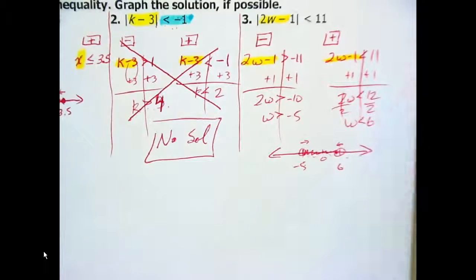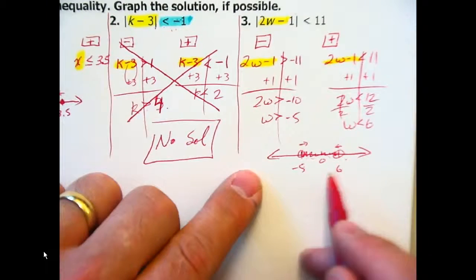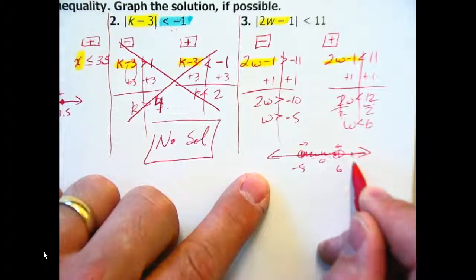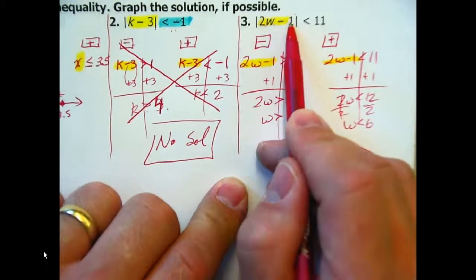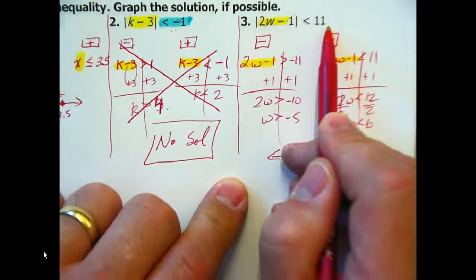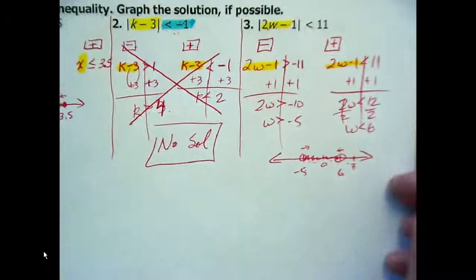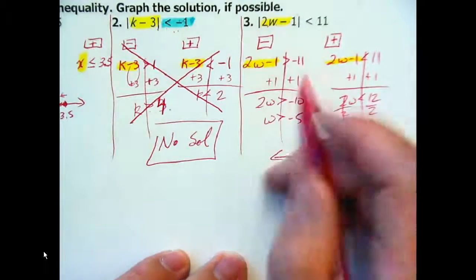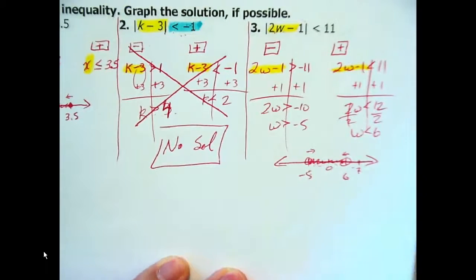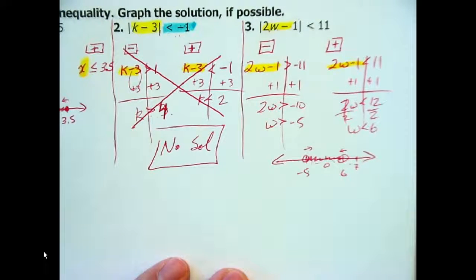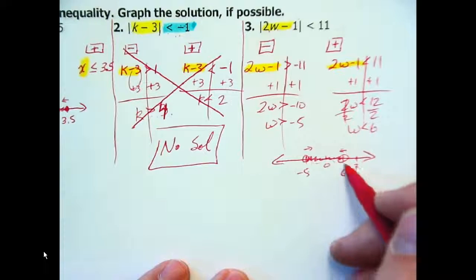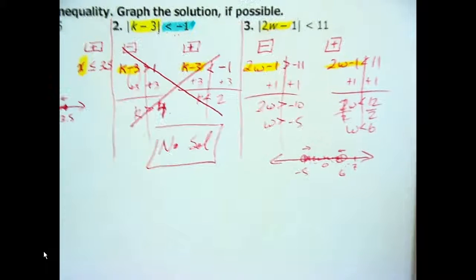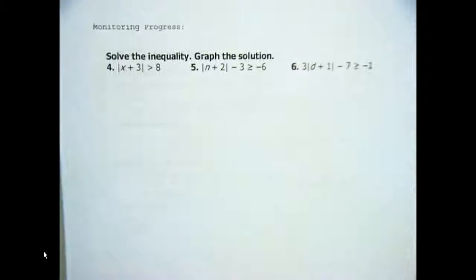So if you're not sure if it's an and or an or, what if I shade everything? Well, if you tried the number 7, which is over here, 2 times 7 is 14 minus 1 is 13. Is the absolute value of 13 less than 11? Nope, so you couldn't shade on this side. So you always just try other values in there. Right, but that's why you have an open circle on it. So 6 doesn't work, but it tells me my boundary. That's why we have the open circle. Okay, why don't you try these? Give it a go. 4, 5, and 6.